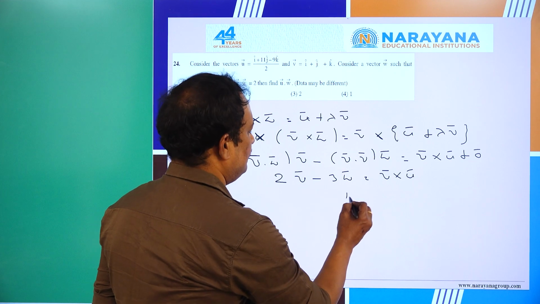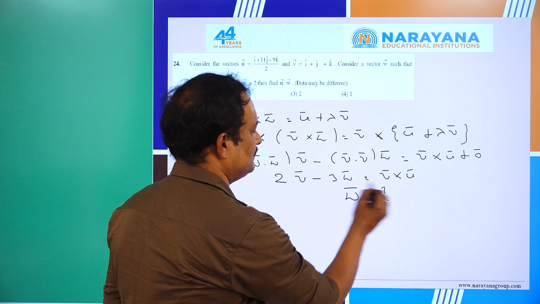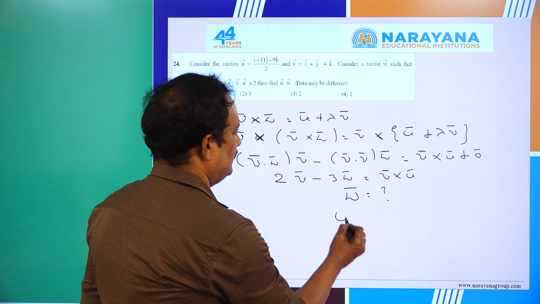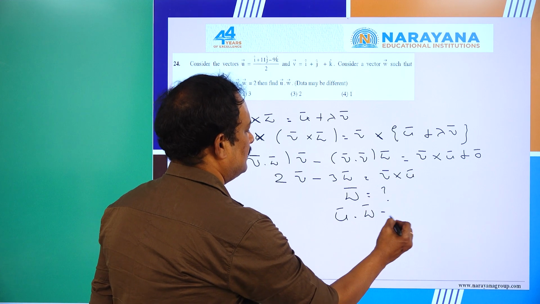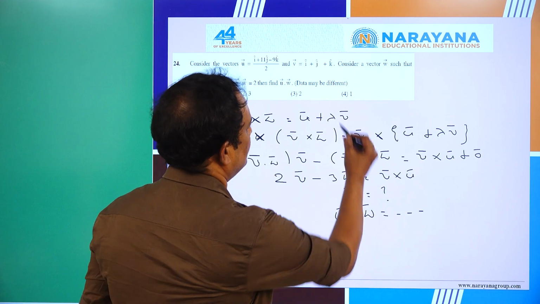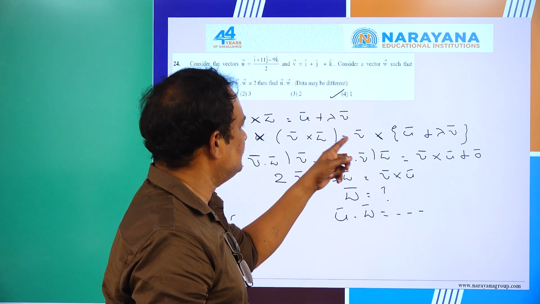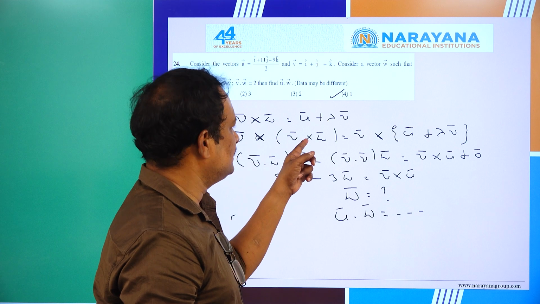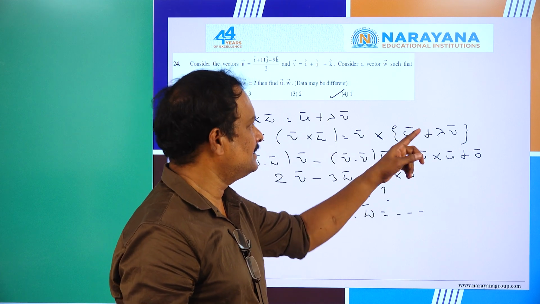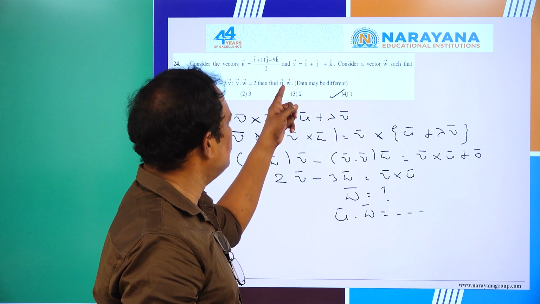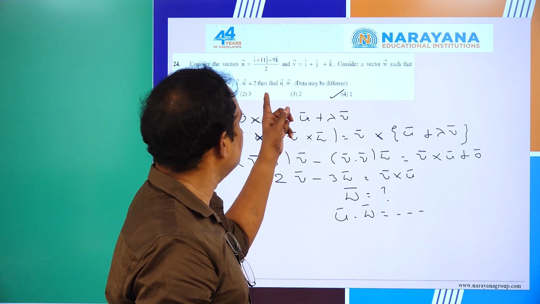Once you get w bar from this one, straight away use that in u bar dot w bar. You are now going to get this value. So here, very clearly, one formula we are using, that is the cross product of v bar with LHS, cross product of v bar with RHS. So whatever the lambda is doesn't matter, you can separate the w bar. Once you know w bar, straight away u bar dot w bar, because u bar is already given.